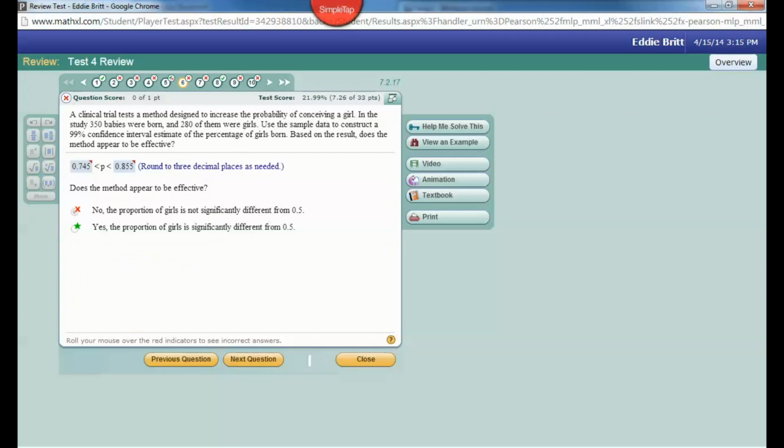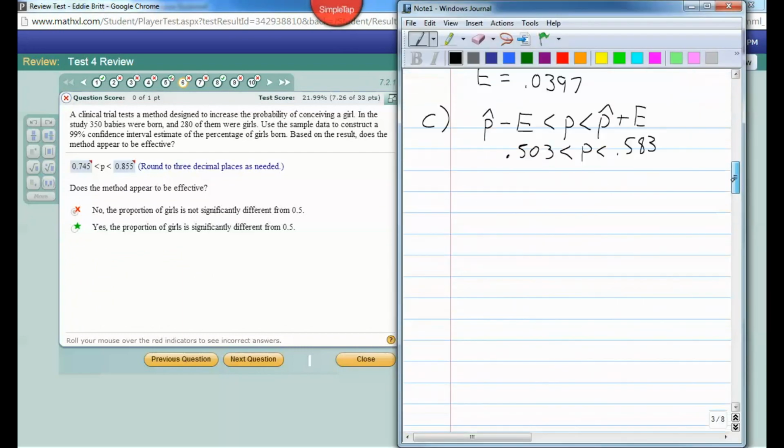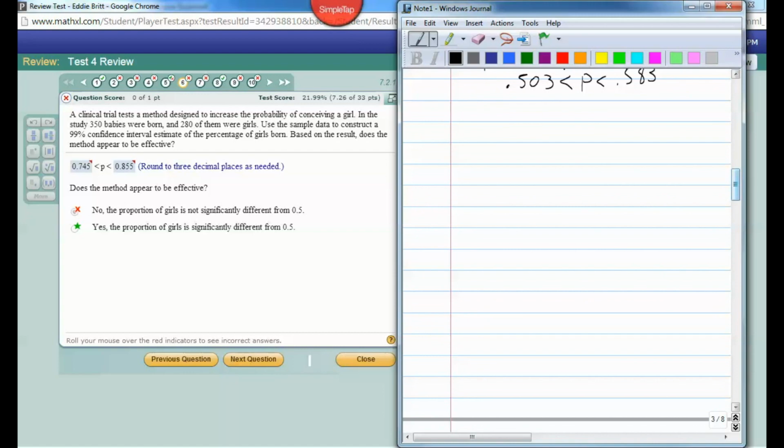Alright, let's look at problem number 6. A clinical trial tests a method designed to increase the probability of conceiving a girl. In the study, 350 babies were born. Okay, so that sounds like an n. 280 of them were girls. Use the sample data to construct a 99% confidence interval estimate of the percentage of girls born. Based on the result, does the method appear to be effective?